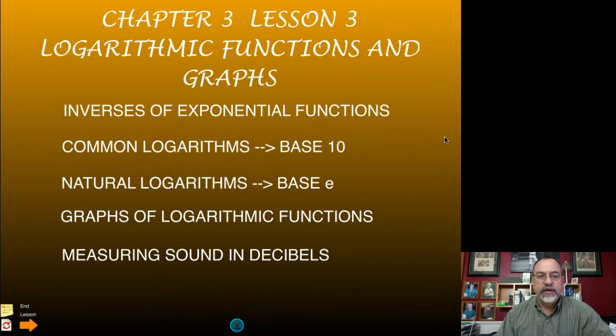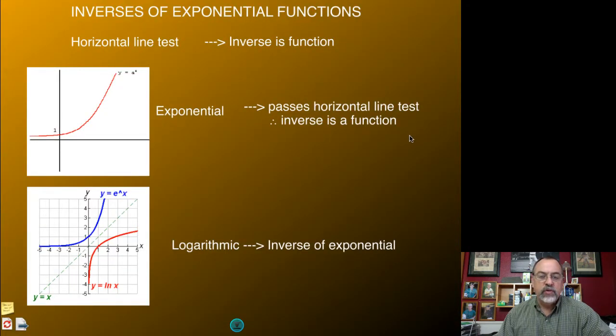Chapter 3, Lesson 3 of Pre-Calculus, looking at logarithmic functions, and we want to look at the graphs in this lesson. We remember from our discussion earlier that the logarithmic function is the inverse of the exponential function. So if we know what the exponential function looks like, we simply exchange the positive x-axis for the positive y-axis, making that turn and flip, and we will have the graph of the logarithmic function.